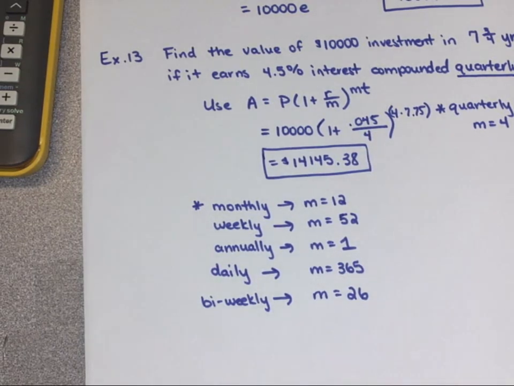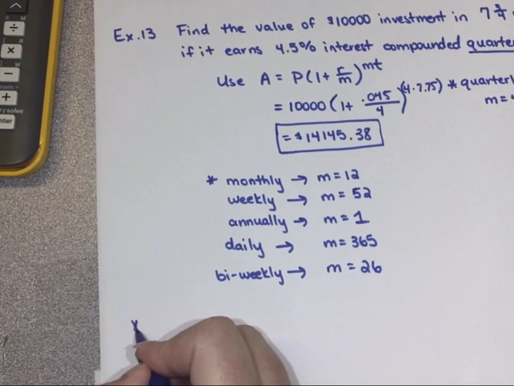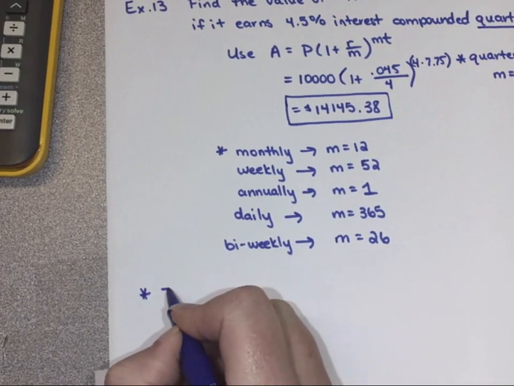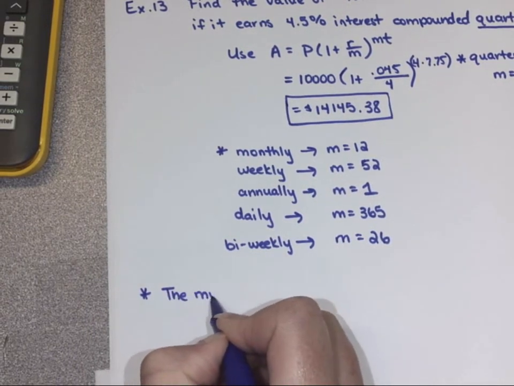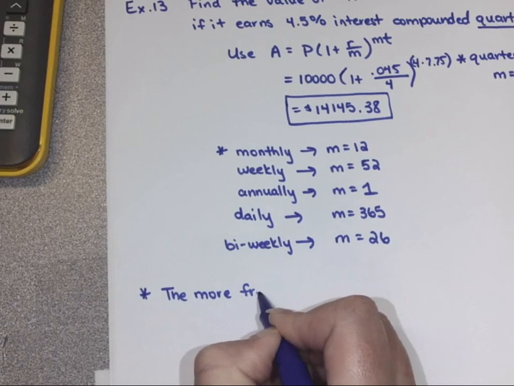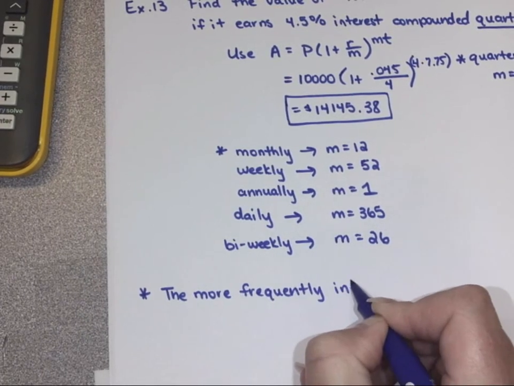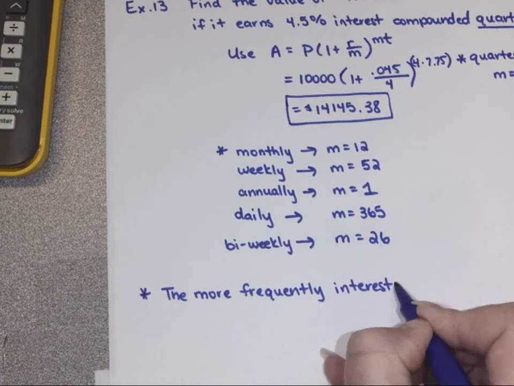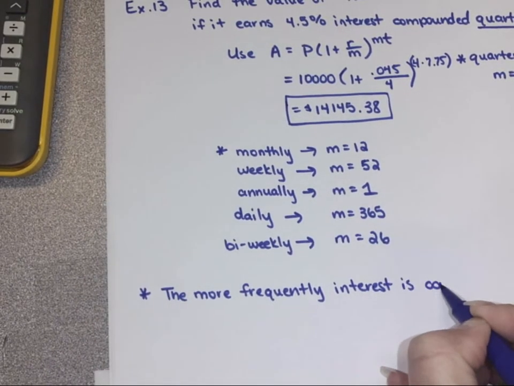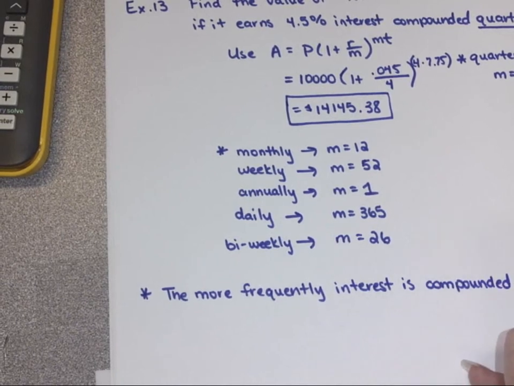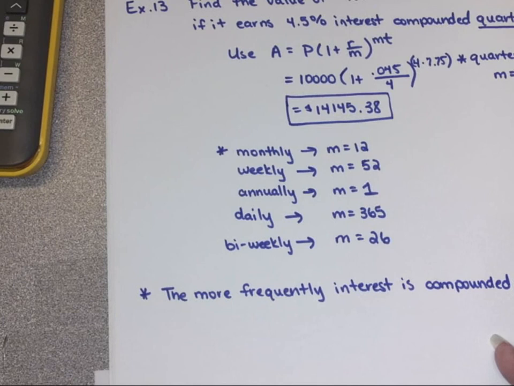Okay, so what you're going to find, and I want you to write this down, because this is a principle of finance that you need to be aware of just in your own life. The more frequently that interest is compounded, the more money is earned. By the way, compounding just basically means we are figuring the interest more frequently.